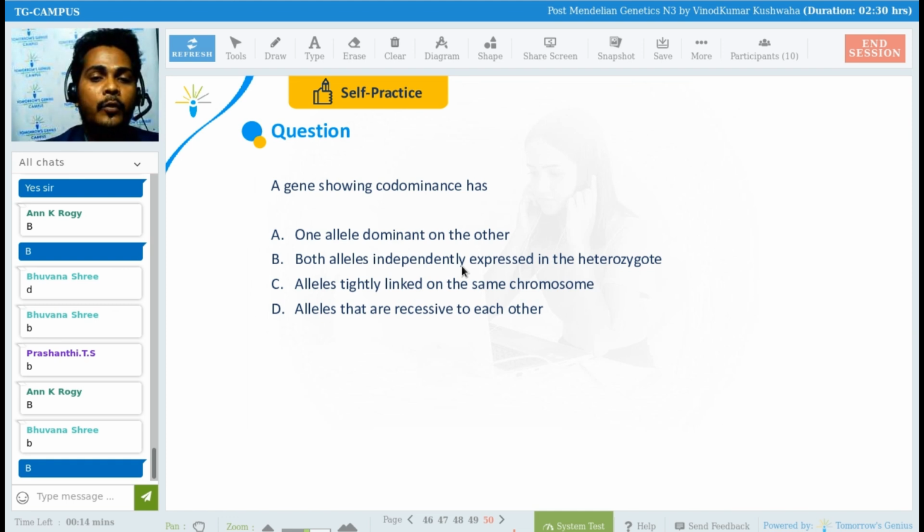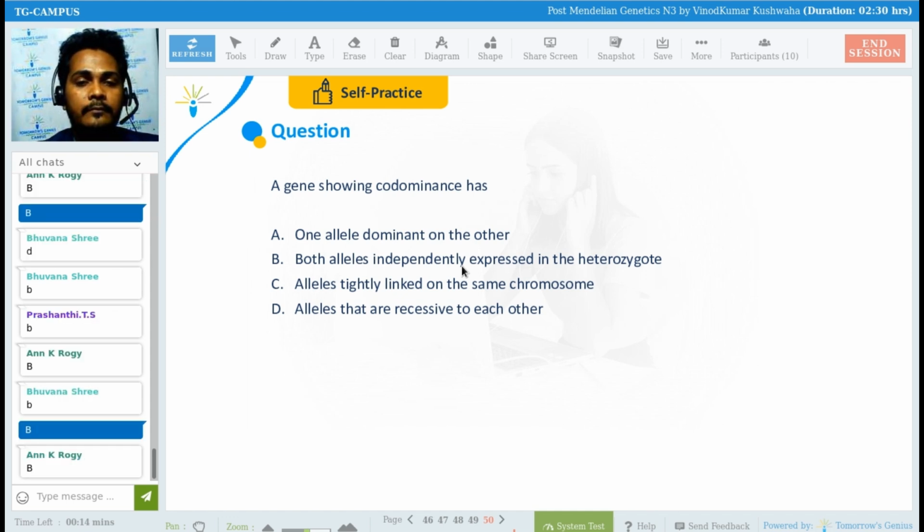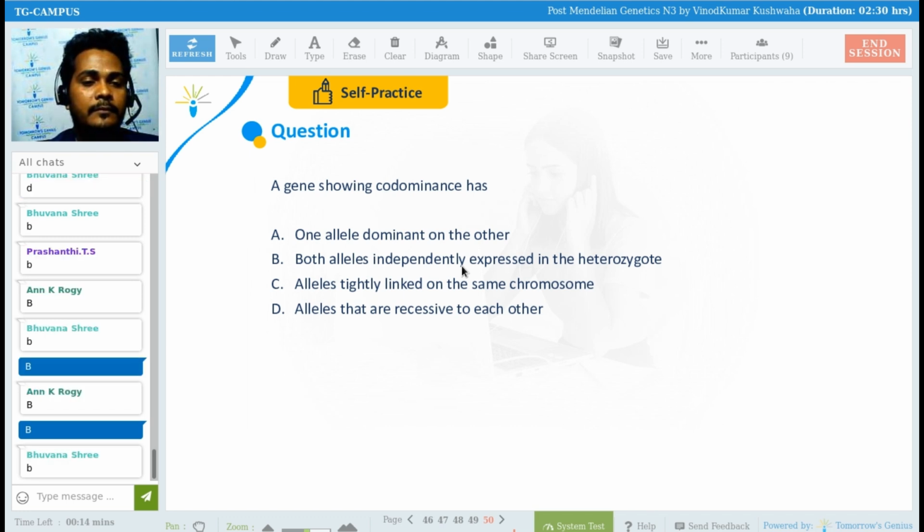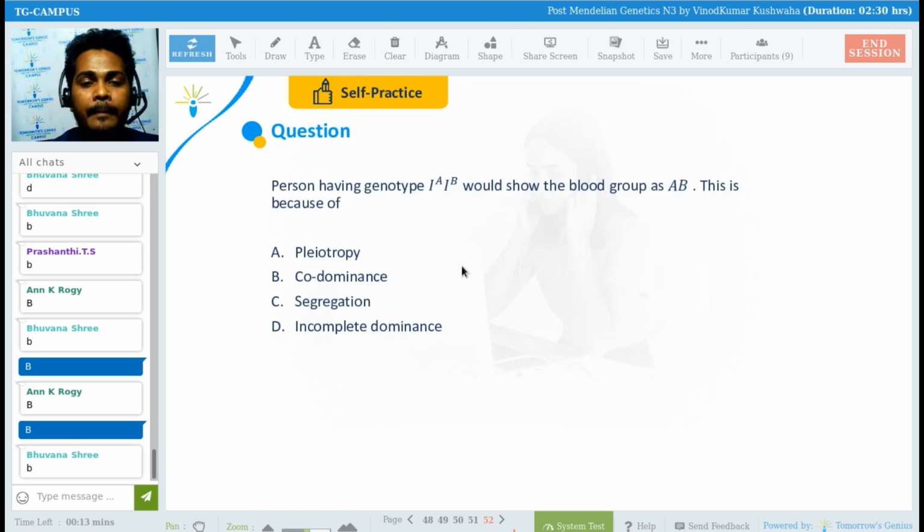Next question: a gene showing codominance has what character? Yes, absolutely right answer. We know that in co-dominance, co means together, right? So both alleles independently express in the heterozygous condition. That is the definition of co-dominance we can say. So this is absolutely the right answer, B.